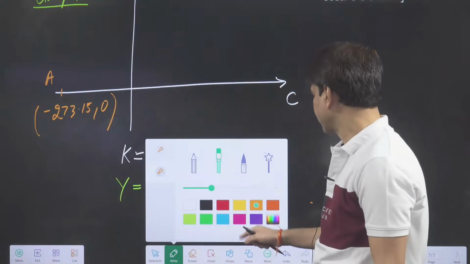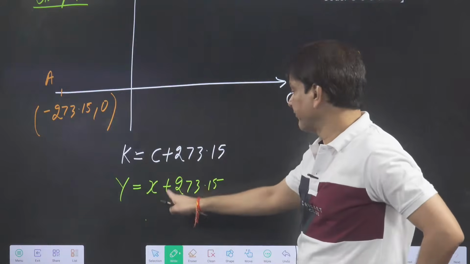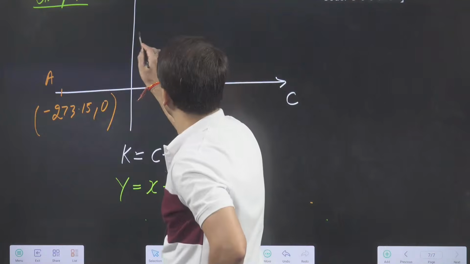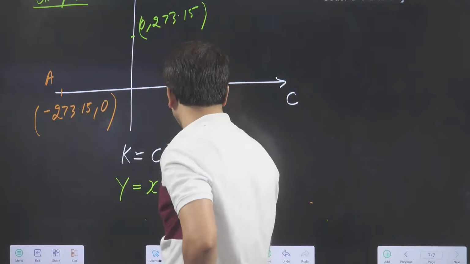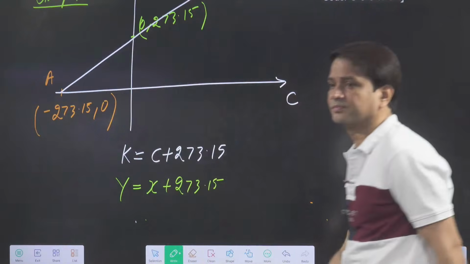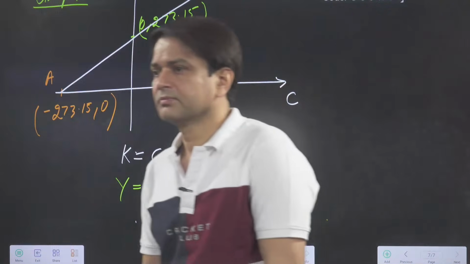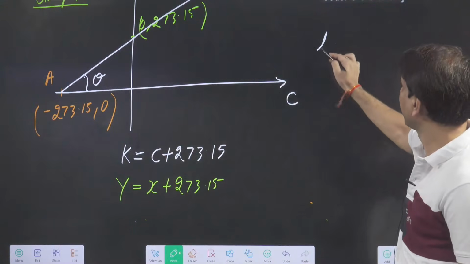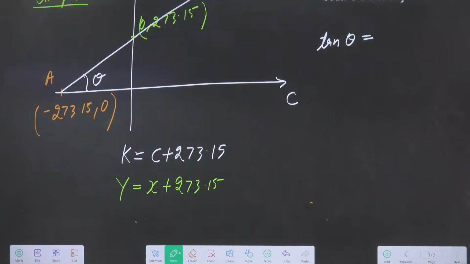Then, for the second point, for the y-intercept I will put x is equal to 0. If I put x 0, then the y value will come 273.15. Suppose somewhere here, 0 comma 273.15. I got these 2 points on the line. Now join them, you will get the straight line graph. So this is the graph. Everybody got or not? Suppose I say this is theta. What is tan theta? Tell fast.